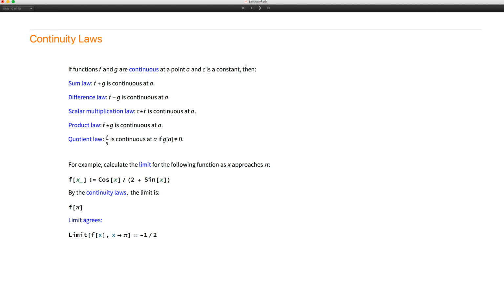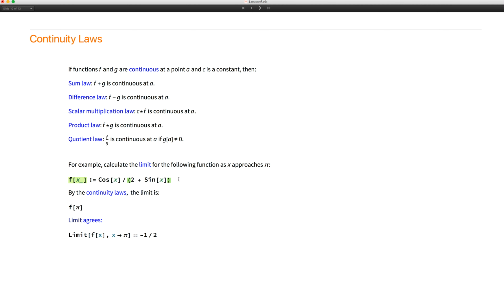So just like you have the laws for limits, you also have the laws for continuity. So you have the sum law, which says that if f and g are continuous, then so is f plus g. You have the difference law, which says that f minus g is also continuous if f and g are so. The scalar multiplication law, which says you can multiply by constants and still get continuity. The product law for products, and the quotient law for quotients. So together, they give you a nice way of showing that fairly complicated functions are in fact continuous.